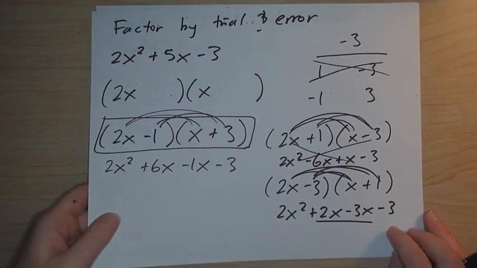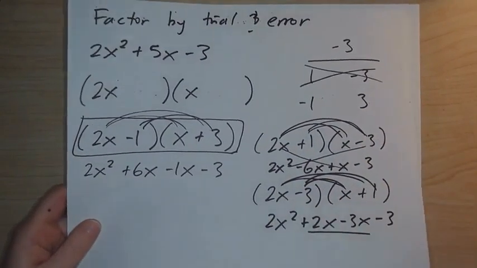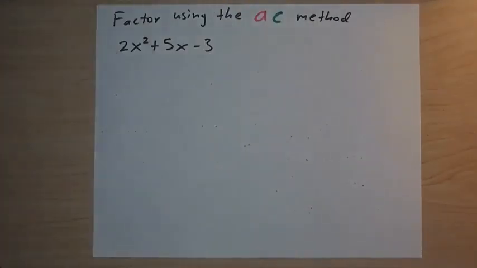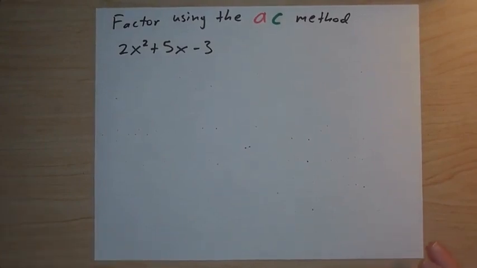So that's how you would factor one, by trial and error. There is an easier way though than just testing every single factor and position, and it can get really difficult pretty fast. So we're going to use the AC method. The AC method tells you how to factor by grouping, essentially, is what it does.